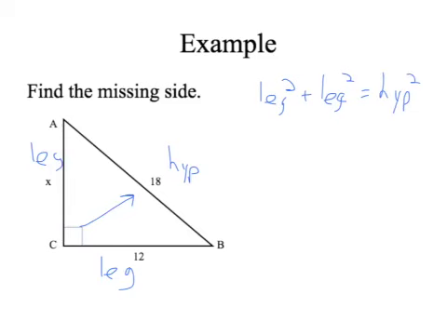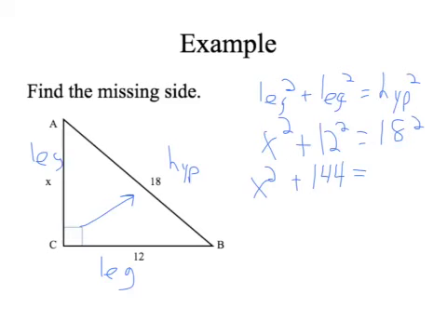Alright, so my first leg we had was x. We don't know what it is, so we put in x. Our second leg was equal to 12. And our third leg, or our hypotenuse actually, is 18. So I'm going to take out hypotenuse, put in 18. I need to simplify my exponents first. 12 squared is 144. 18 squared is 324. Alright, this one we need to solve for x.